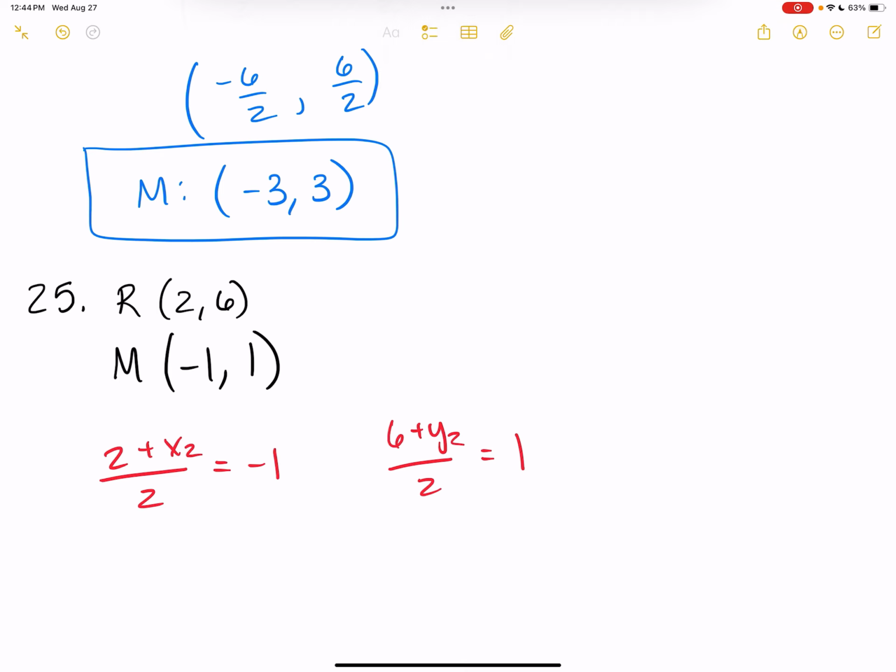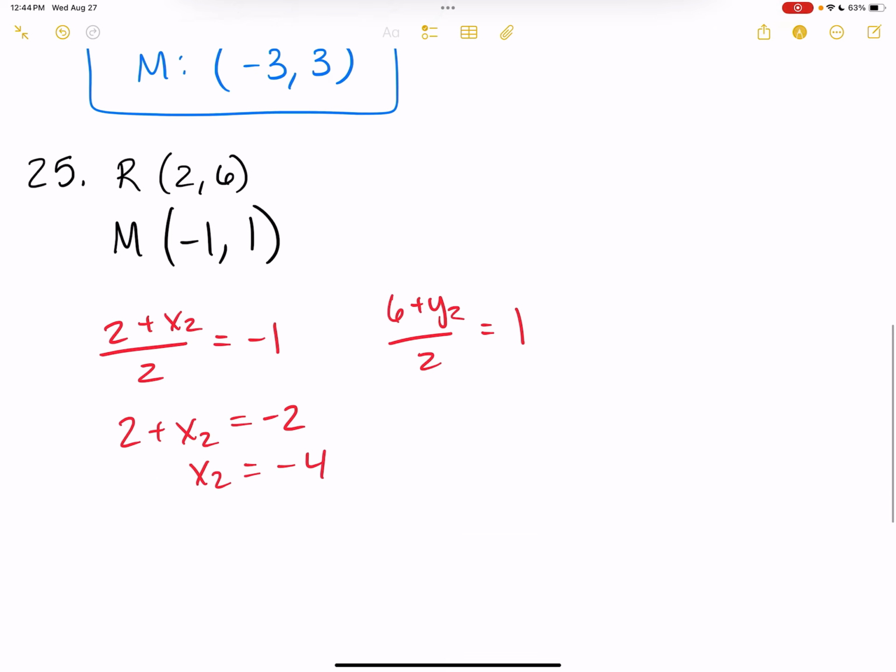And then now I just need to solve my basic algebra equation for each of the variables. So I've got 2 plus x2 is equal to, we multiply by 2, so that's negative 2. Then subtract 2, x2 is equal to negative 4. And then I'm going to do the same thing for the y. Multiply by 2. So 6 plus y2 is equal to 2. And then subtract 6. Y2 is equal to negative 4.